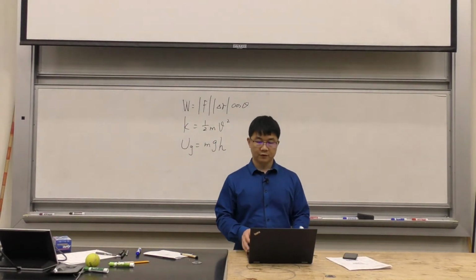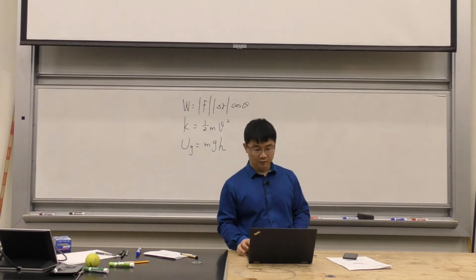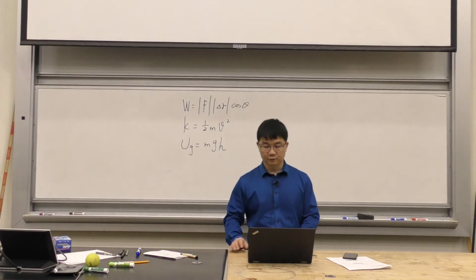Okay, we have defined work, kinetic energy, and gravitational potential energy. In this video, we're going to define another type of potential energy, which is associated with the force in a spring.